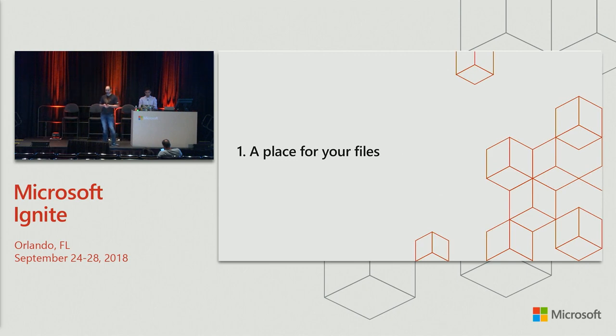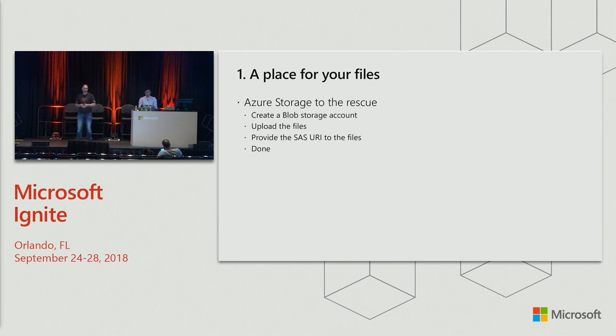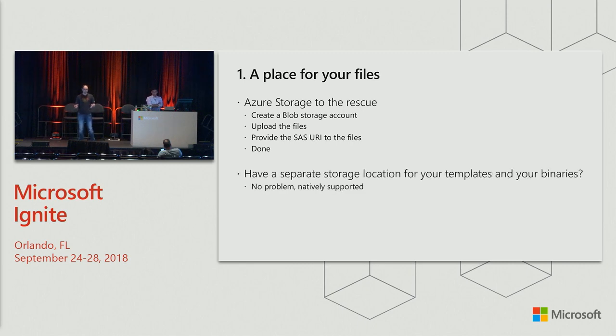The first is a place for your files. So how do we store your files with Azure Deployment Manager? Simple. We have this thing called Azure Storage. You might have heard of it. It's pretty straightforward. You create a blob storage account. You upload the files there. If you're using Azure Storage Explorer, there's a simple right-click to get what's called a SAS URI, or Shared Access Signature. It's literally just a URL to those files. You paste that into some JSON, which I'll show in just a minute. Boom, done. If you have a separate storage location for your templates and your binaries, that's also natively supported.